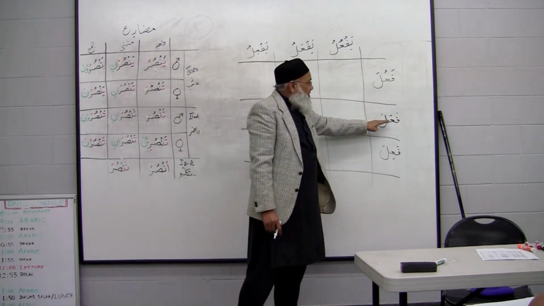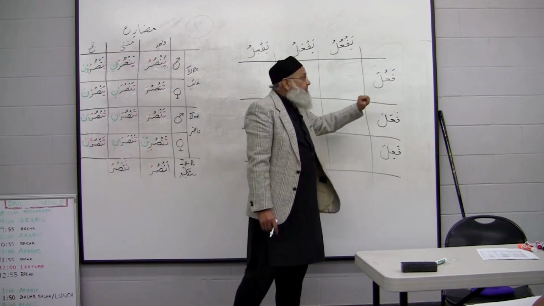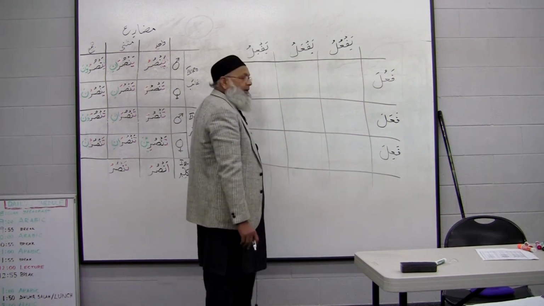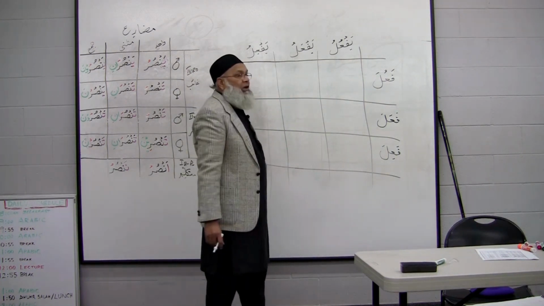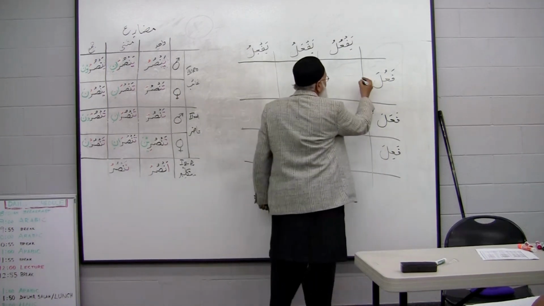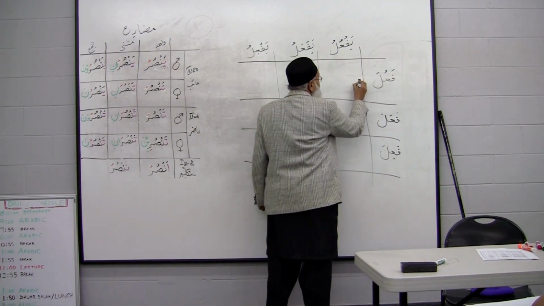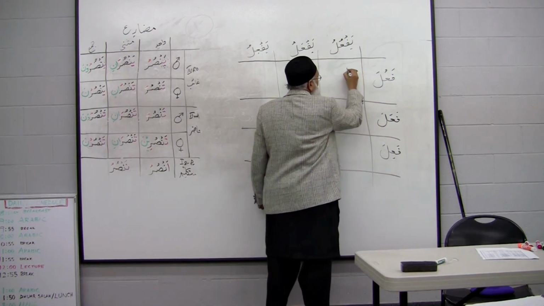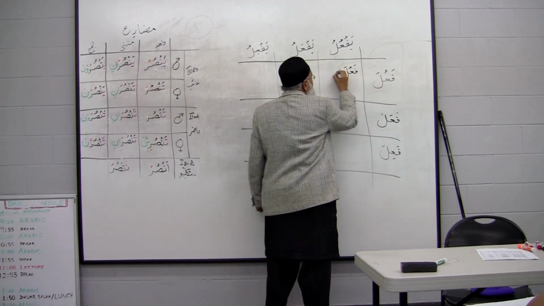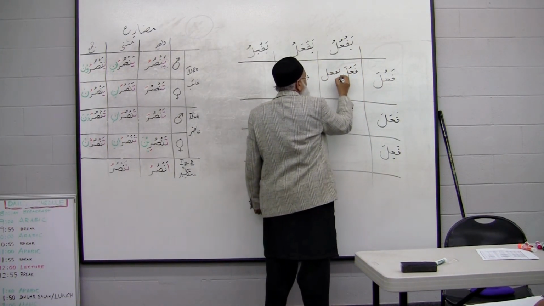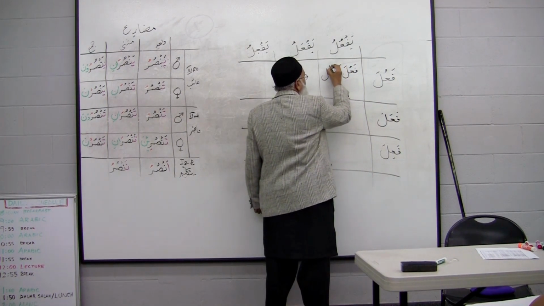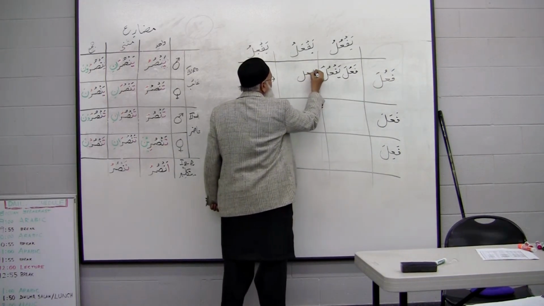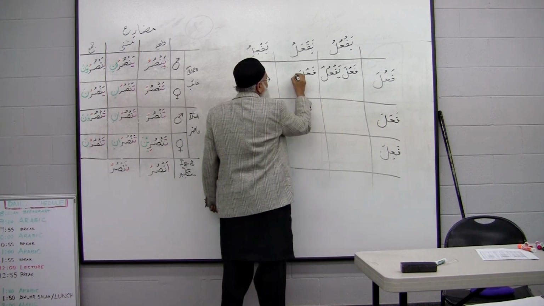And then Madi with fatha, Madare with dhamma, fatha and kasra, and Madi with kasra and 3 possibilities of Madare. But let's see what will be the combinations. Fa'ula yaf'ulu. This would be fa'ula yaf'alu.